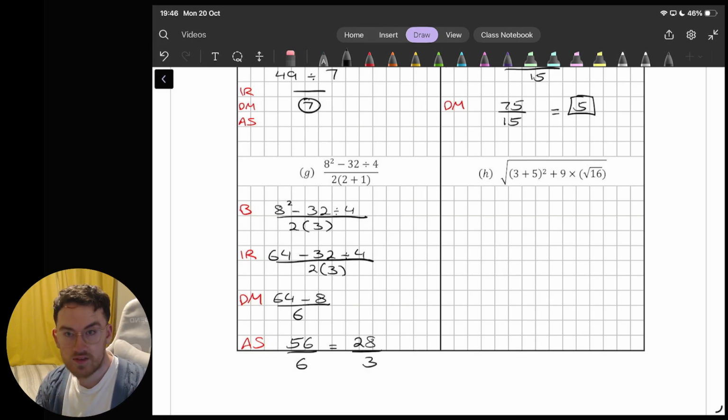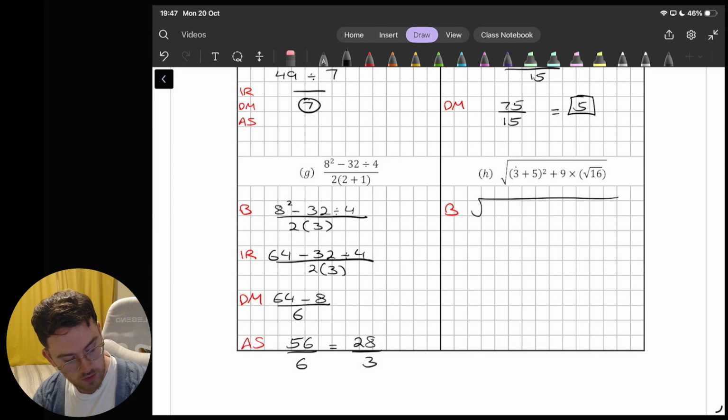Last one to do here, we have a nice square root. But again, even though it's second on the list, we can't know what we're taking the square root of until we've worked out everything else that is underneath. And I suppose one way of thinking about that is it's nearly like there's a large bracket here that we have to sort out first before we're able to do that square root at the end. So we're going to sort out the middle term. We'll start with the brackets. So keeping the square root over it all, 3 plus 5 is 8, which needs to be squared, plus 9 times the square root of 16.